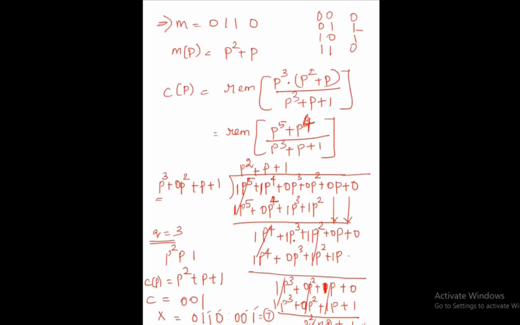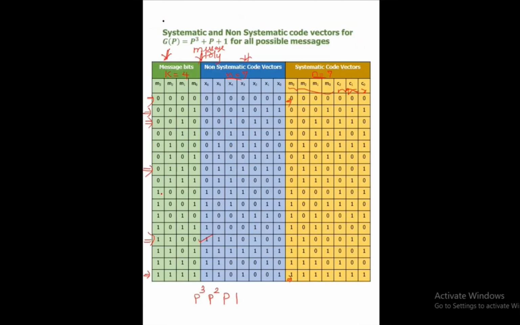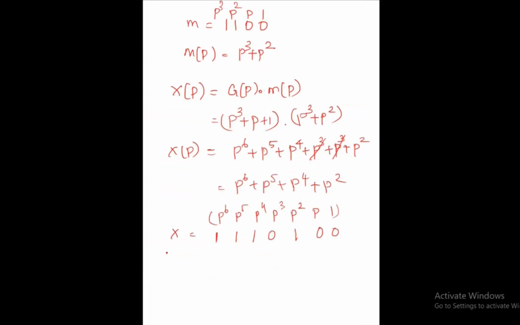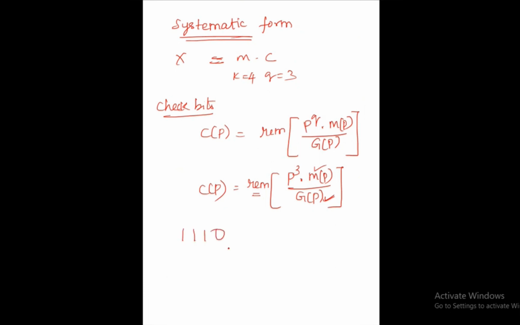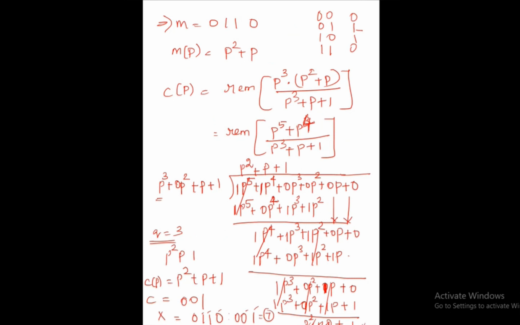Now, will you please do it for 1110? Please do it for 1110. First write the polynomial, then proceed with your formula. Any doubt on this long division method? This you have studied in signals and systems. So the step here is first you have to write the message polynomial, then you have to multiply the message polynomial with p power q and then divide by g of p. Okay, while doing division, you have to expand and then do your division.